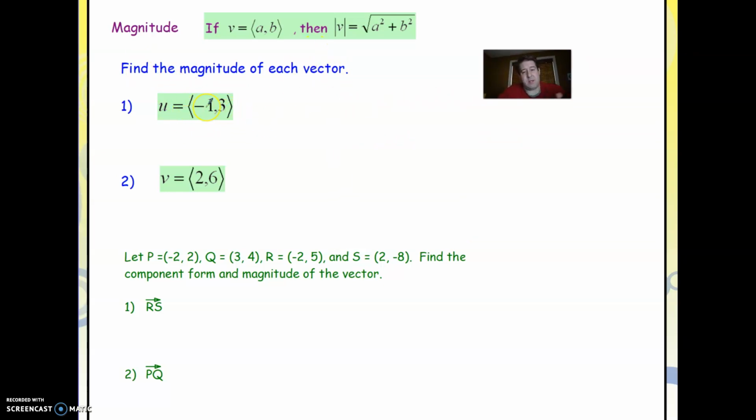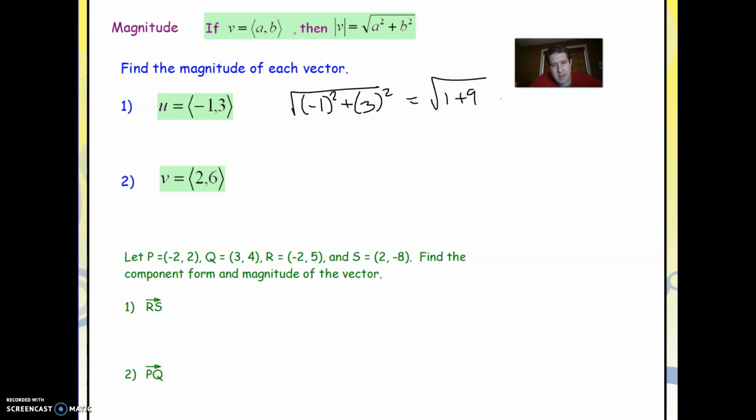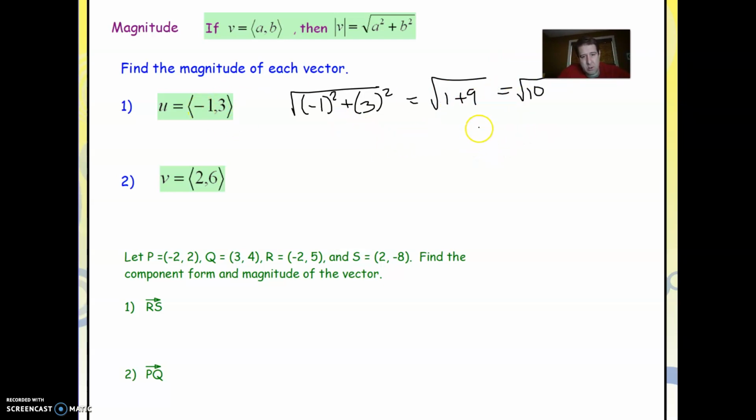So what if we're just given a point? Like we said a second ago, this is in standard notation. The assumption is that we are using 0, 0 in standard form. So therefore, it's going to be the square root of -1 squared plus 3 squared, which happens to be 1 plus 9, which happens to be the square root of 10 as the magnitude. So U is square root of 10. This means magnitude: the magnitude of U is square root of 10.